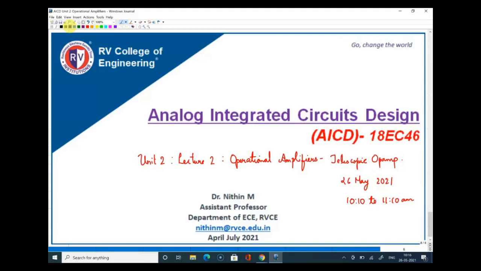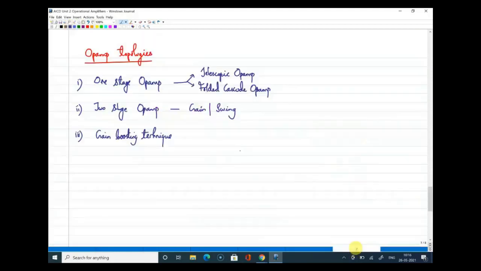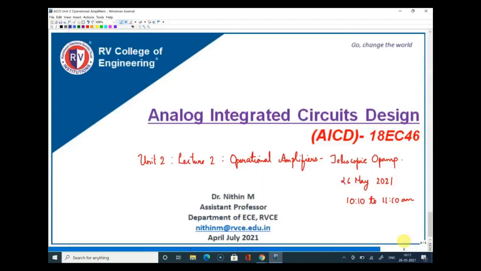This is lecture number 2, Unit 2. And we started the discussion on operational amplifiers. In yesterday's class, we saw that there are three main topologies we'll be looking at: one stage op-amp, two stage op-amp, and one additional technique which we employ to this one stage op-amp to boost the gain of the structures. So in today's class, we will start with telescopic op-amp.